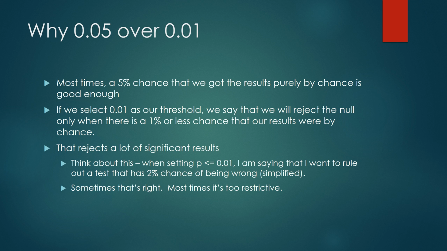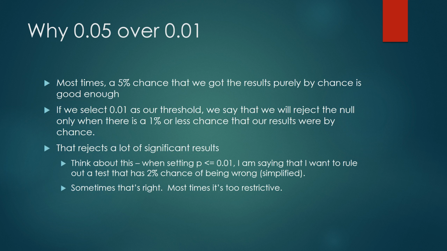The book goes into type 1 and type 2 errors. I'm not going to go into those right now, but we would basically get a false negative. If we select 0.01 as our threshold, we say that we will reject the null only when there's a 1% chance or less that our results were by chance. And that's really restrictive. So imagine that could eliminate quite a lot of significant results.